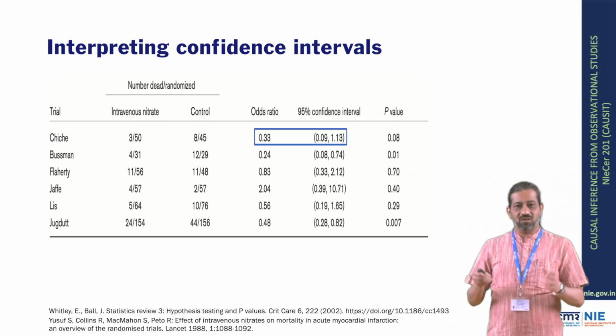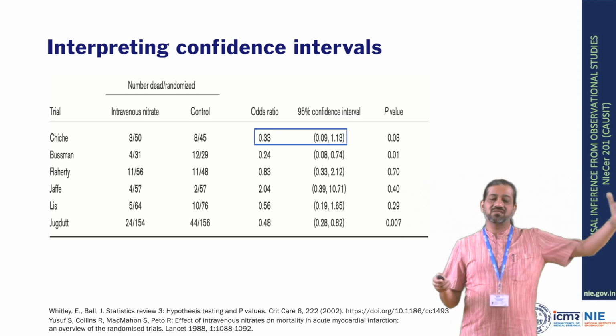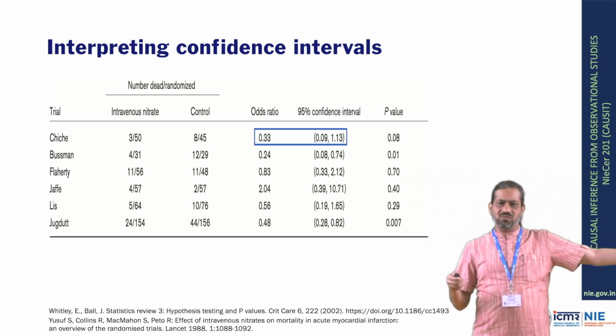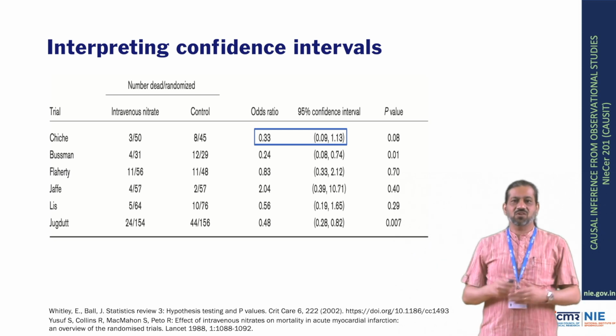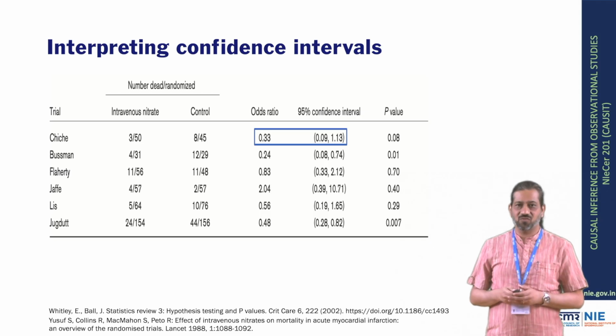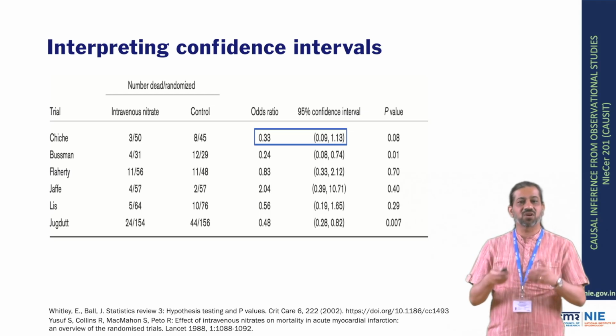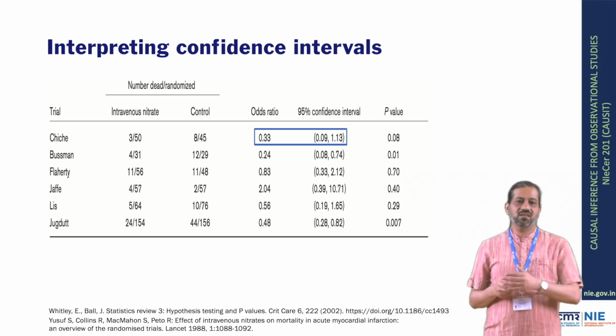Here also we note that the confidence interval is pretty wide, 0.09, which is very close to 0, and crossing 1 and going to 1.1, which also reflects a lack of precision in the estimation of this odds ratio of 0.33. And the reason for that, as you can see here, is the small sample size of 50 and 45 in the intervention and the control arm.